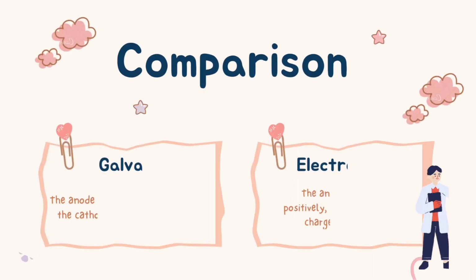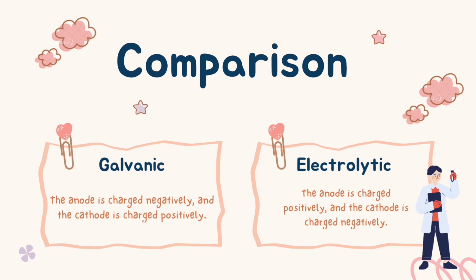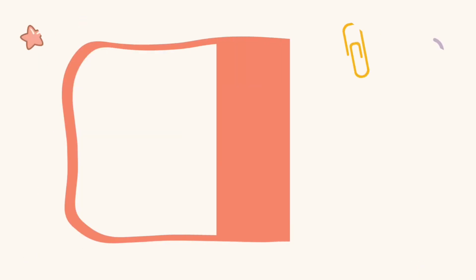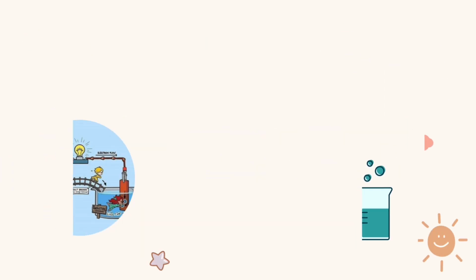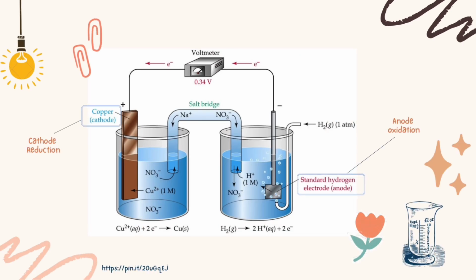Last but not least, in the galvanic cell, the anode is charged negatively and the cathode is charged positively, while in the electrolytic cell, the anode is charged positively and the cathode is charged negatively, which is the complete opposite. Now let's talk about the mechanism of the galvanic cell. We know that any cell contains three essential components, which are cathode, anode, and an electrolyte. In addition to these components, the galvanic cell contains a salt bridge.